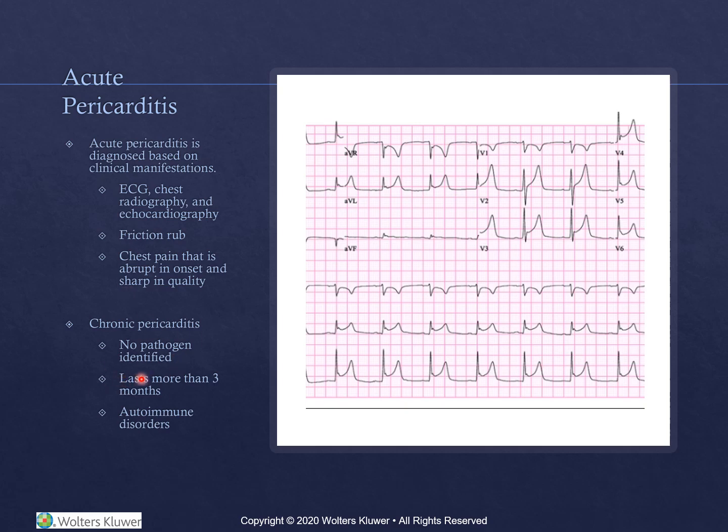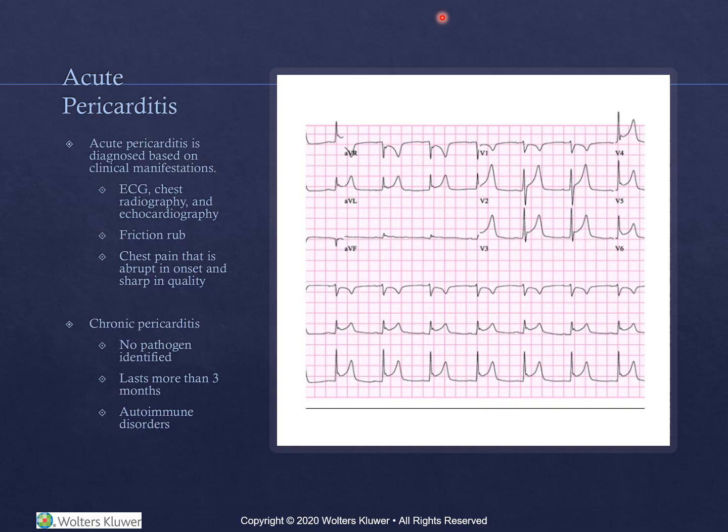So there's a little bit of chronic pericarditis stuff here. We kind of already talked about that. No identified pathogen. It usually lasts more than 3 months. One of the common causes of chronic pericarditis are things like autoimmune disorders. Things like lupus often cause this. So that's one of the differences.